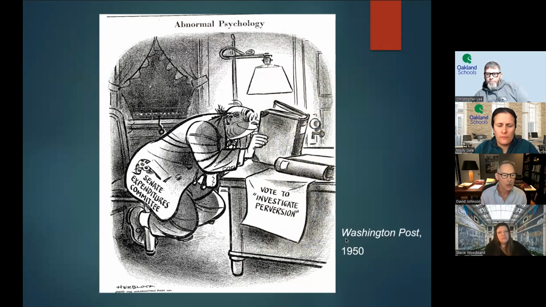And this Herblock cartoon is kind of making fun of the senators, looking at this issue, saying their vote to investigate perversion. It suggests that maybe they're a little too interested in this story. Herblock, by the way, is the cartoonist who is credited with coming up with the very term McCarthyism. So he's a kind of a big deal in the 50s.